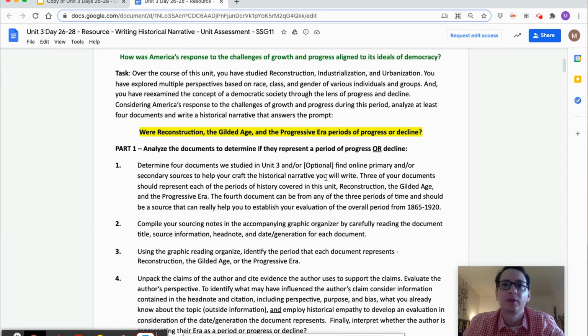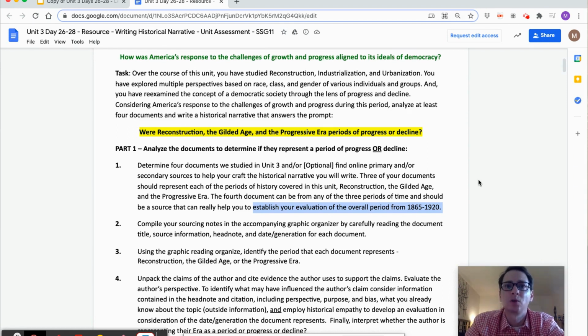And after reviewing their evidence, they may determine that some of these eras demonstrated progress and others declined, meaning they may determine that these two things coexisted. And that is fine. In fact, if they elaborate on that idea, it may move them up to exceeding standards in some of the categories. However, like it says here, eventually they are going to have to establish their overall evaluation for this time period as being either one of progress or one of decline.